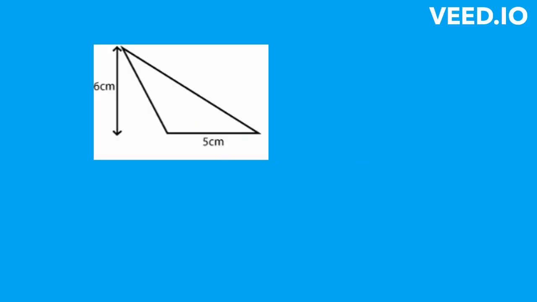Now we have another example here. The base is 5 centimeter, height is 6 centimeter. That comes to half times base times height. Half into 5 into 6. This is 15 square centimeters.